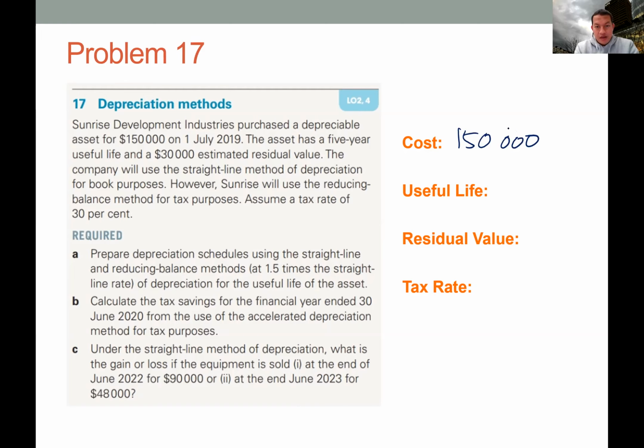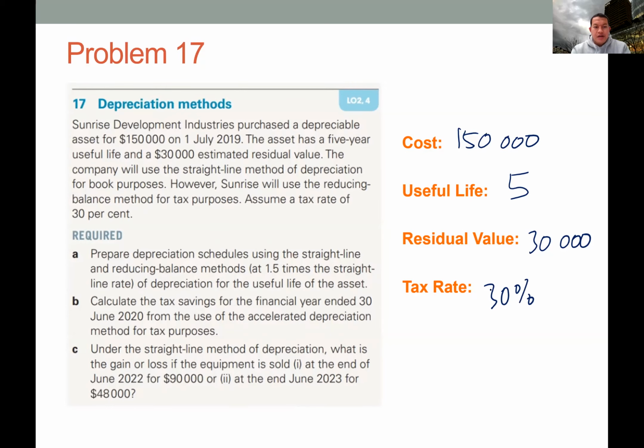Okay, and then the useful life of this asset is 5 years, so 5. Residual value is 30,000. Okay, and then the tax rate is 30%. Okay, now we can calculate the depreciation expense.